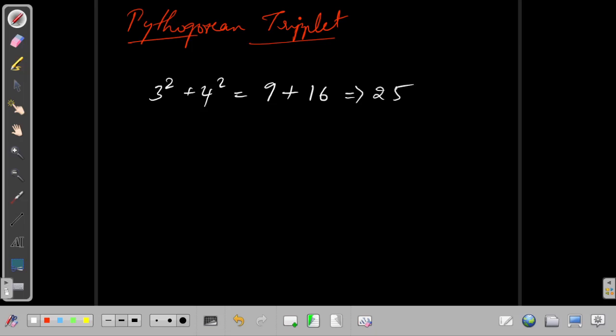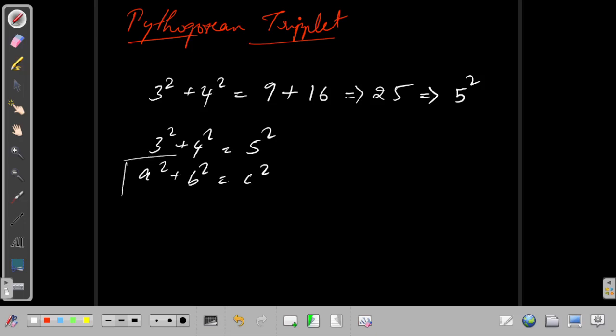So this 25, what is the square root of 25? It is 5. We can write 25 as 5 square, right? So here you can observe that 3 square plus 4 square is equal to 5 square. Suppose 3 is equal to A and 4 is equal to B, then 5 is equal to C.